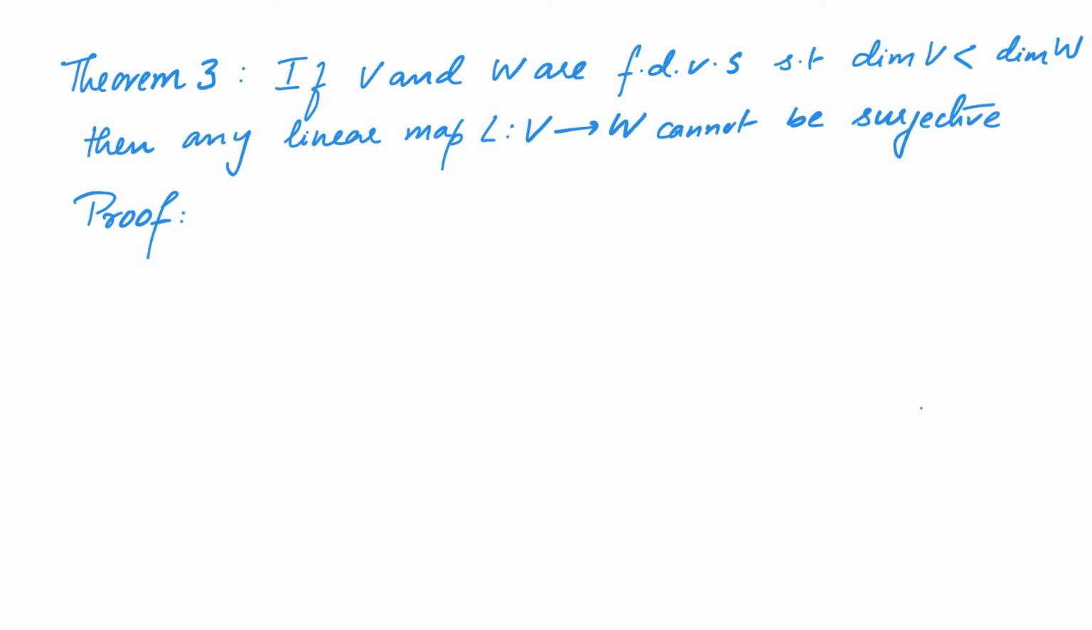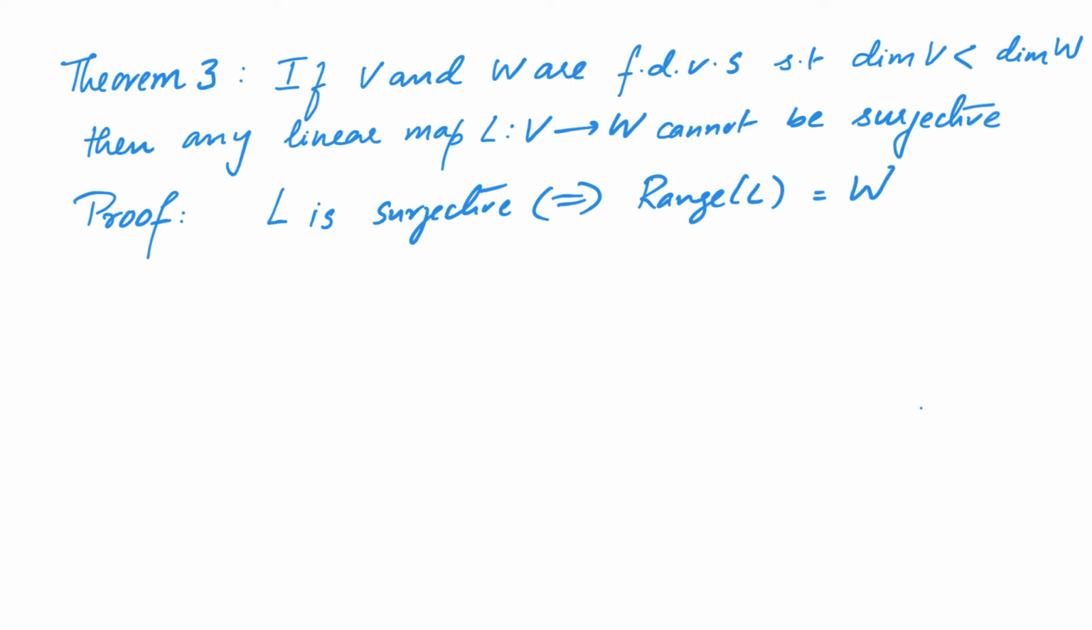Now we will prove a theorem similar to theorem 1, but this time we will take dimension V to be strictly less than dimension W. More precisely, we will show that if V and W are finite dimensional vector spaces such that dimension of V is less than dimension of W, then any linear map L from V to W cannot be surjective. Notice that L is surjective if and only if the range is equal to codomain. In other words, range of L is equal to W.